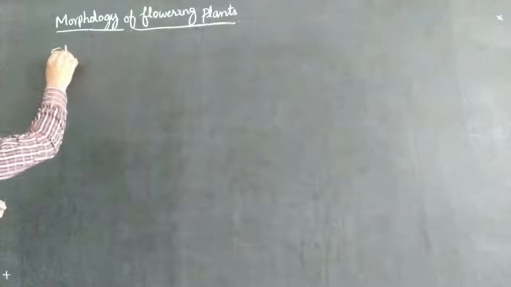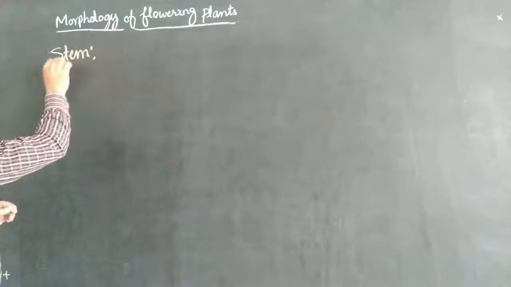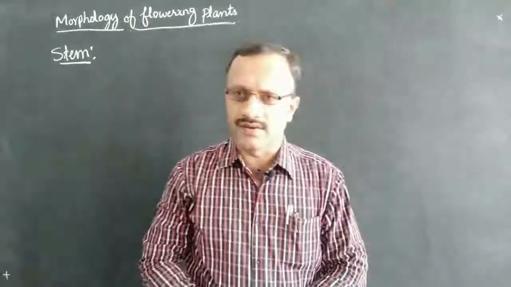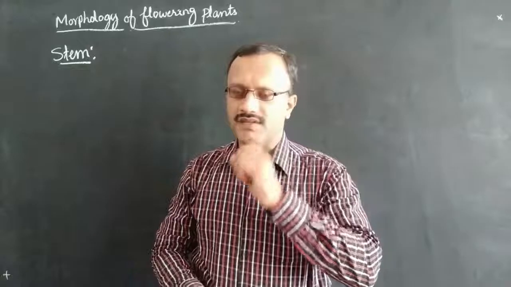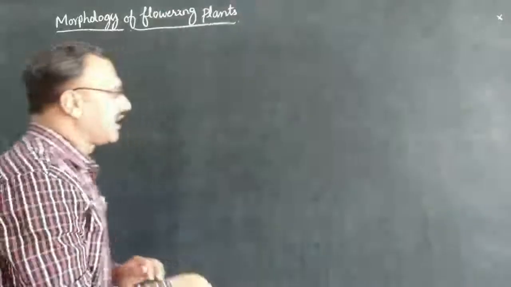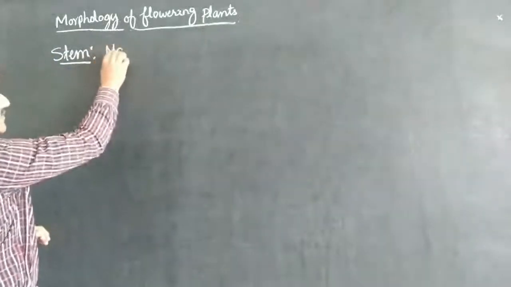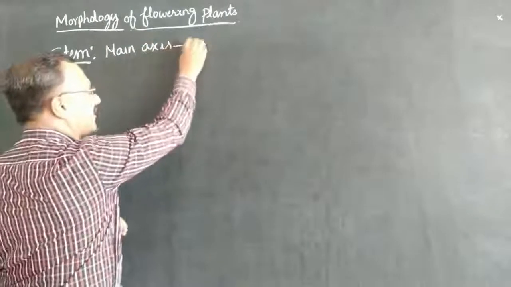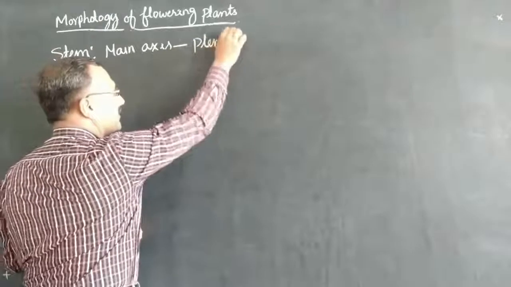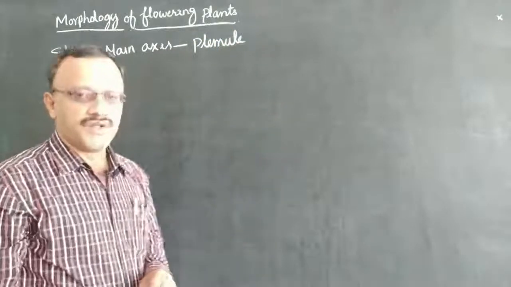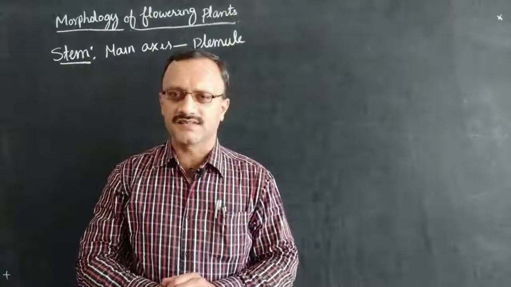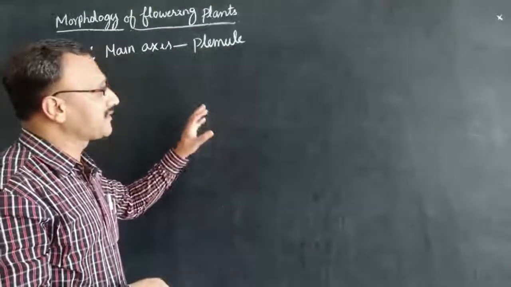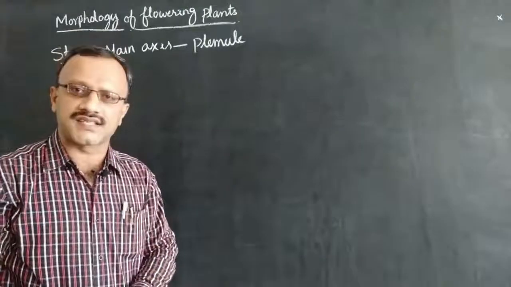Stem is an aerial part of the plant body which develops from the plumule part of an embryo. It is the plumule, which is a part of the embryo, which will give the main axis. It is the main axis which bears the branches, the leaves, flowers, fruits, the different aerial parts of the plant attached to the main axis called the stem.